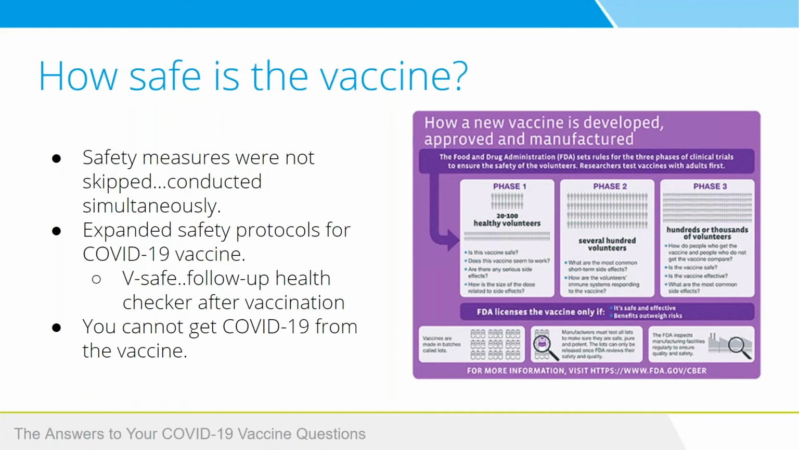One thing it's important to say, this is a very common question or confusion: you cannot get COVID-19 from the vaccine. This current vaccine does not have a live virus in any way. The mRNA vaccine does not carry a live virus. You cannot get COVID-19 from the vaccine. So that is something to be aware of and not to be afraid of.